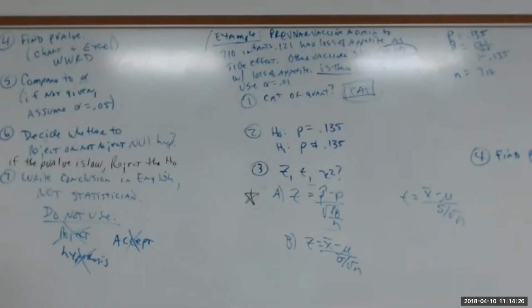Now, there's only two categories. Are they equally likely categories, like a coin flip? No, not at all, right? This is a definitely biased coin. It's biased in the good way. We don't want our kids getting lots of loss of appetite.